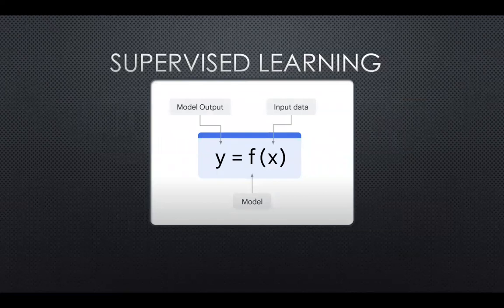In supervised learning, you have some input data denoted by X here, and there is some model. There can be many, many different kinds of model. It can be a linear regression. It can be a logistic regression. It can be a neural network. And that is all denoted by this function f. And you have a certain model output y, which are these labels. That is, this is supervised.